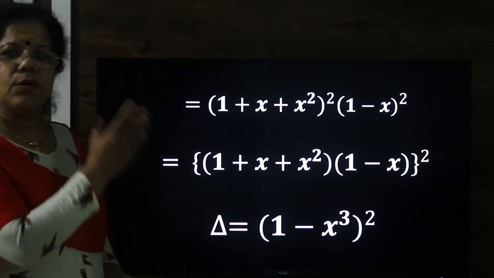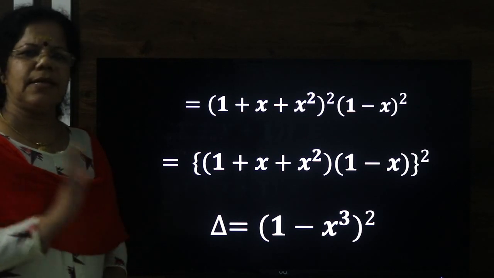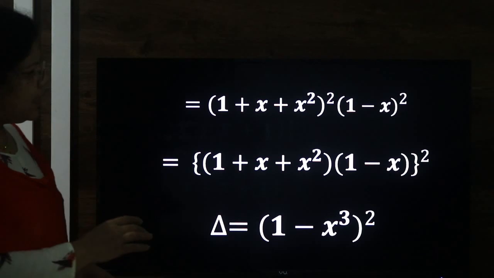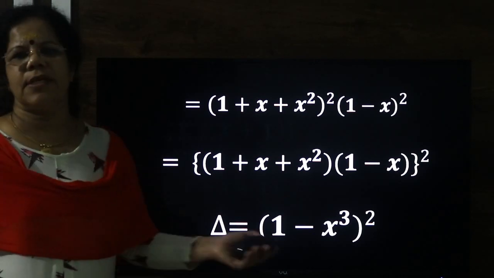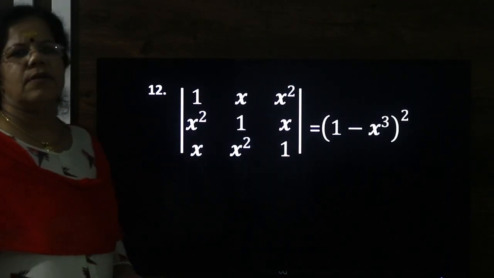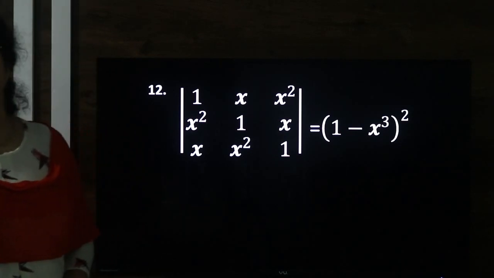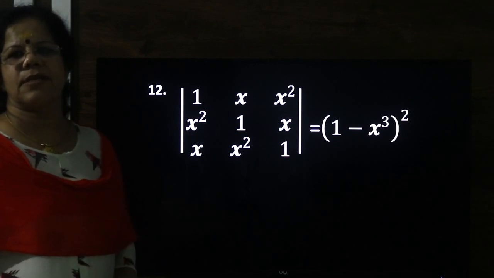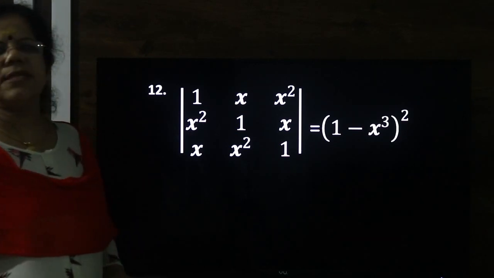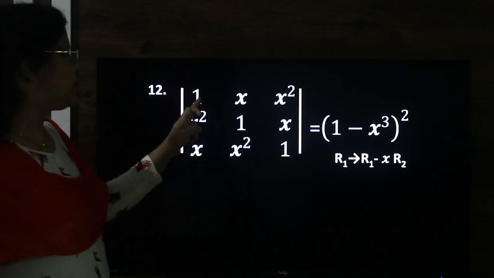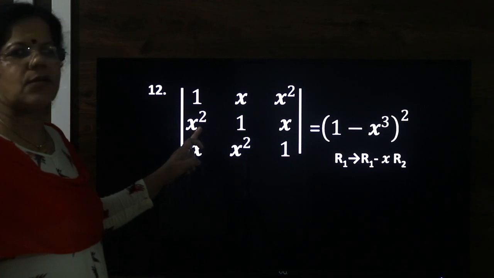Now we have gone through many steps, but the method is correct, right? Only thing, the procedure is very lengthy to show. I will take you through some other methodology, some other operation. Okay, taking the same thing, it is 1 plus x square, x square, 1, x square, the same question, 1 minus x cube whole square. Now, I'm concentrating on this. R1 changes to R1 minus xR2. R1 changes to R1 minus xR2.